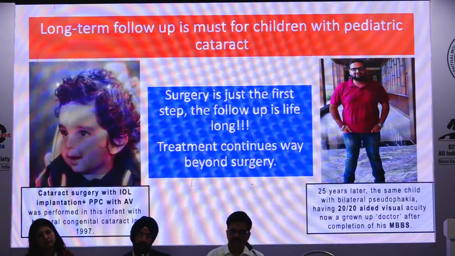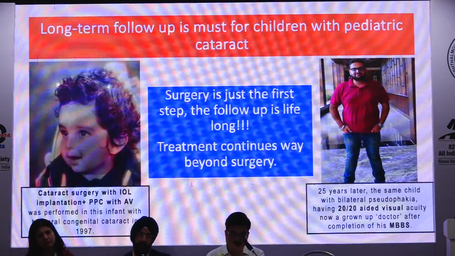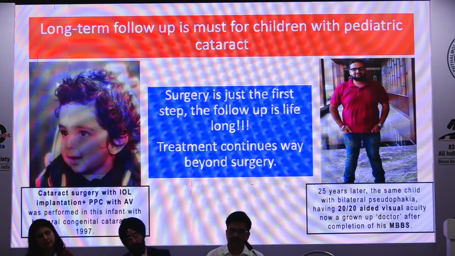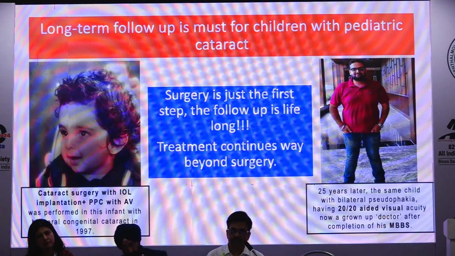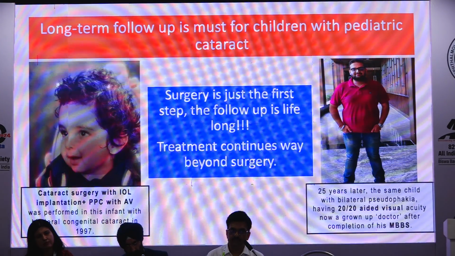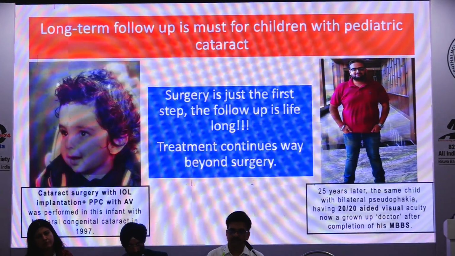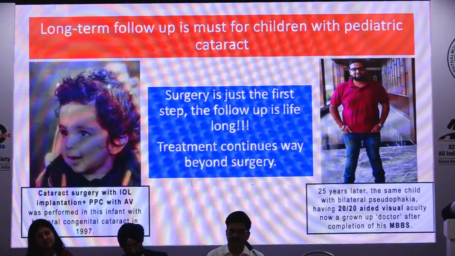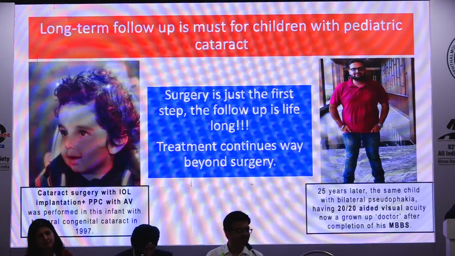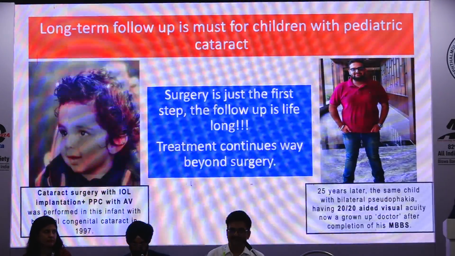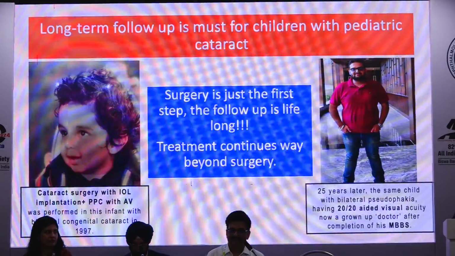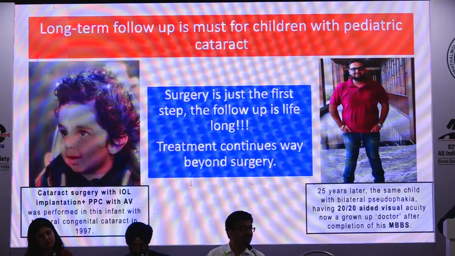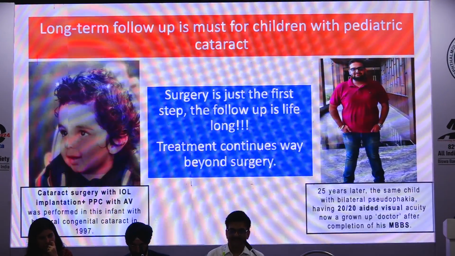So this is where it is extremely important to achieve long-term follow-up. One child where an IOL was implanted in 1997 completed his MBBS after 25 years, in 2022. It means his vision was excellent. His vision is 6/6 but he is myopic. Of course, myopia is good for him. It is 1.5, 1.75 diopter myopia, so I think that is not a very big thing. But I have a follow-up of 33 years, 35 years, up to 40 years of these children.